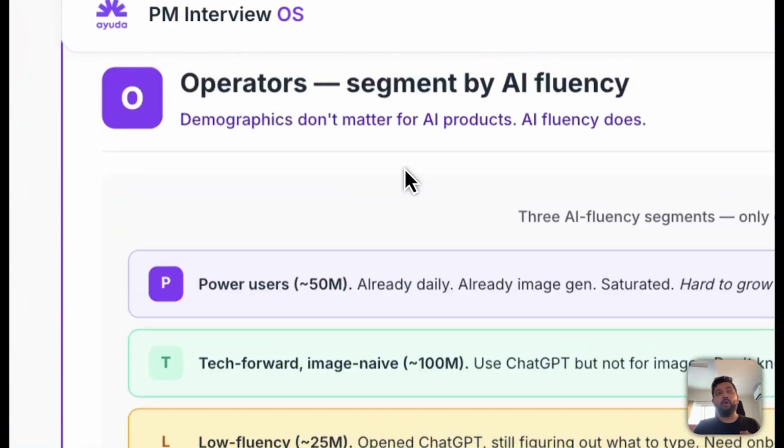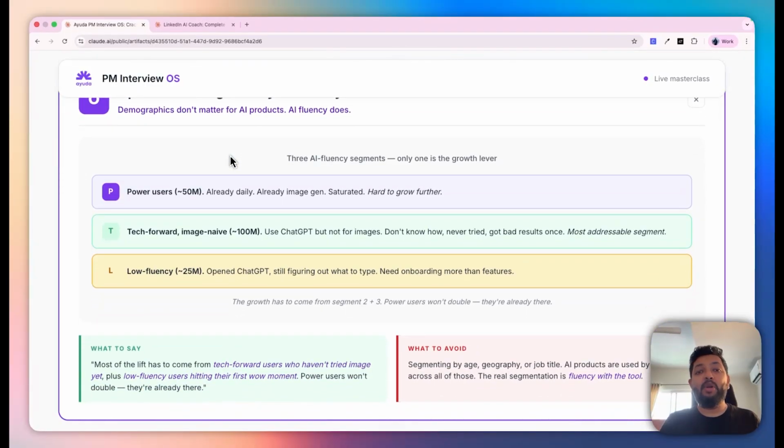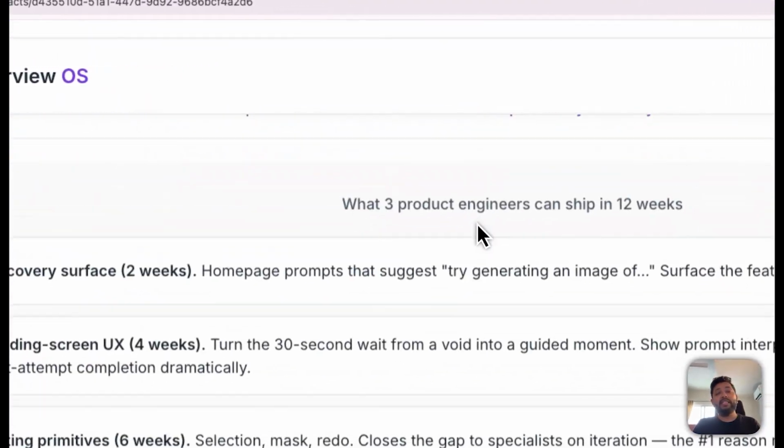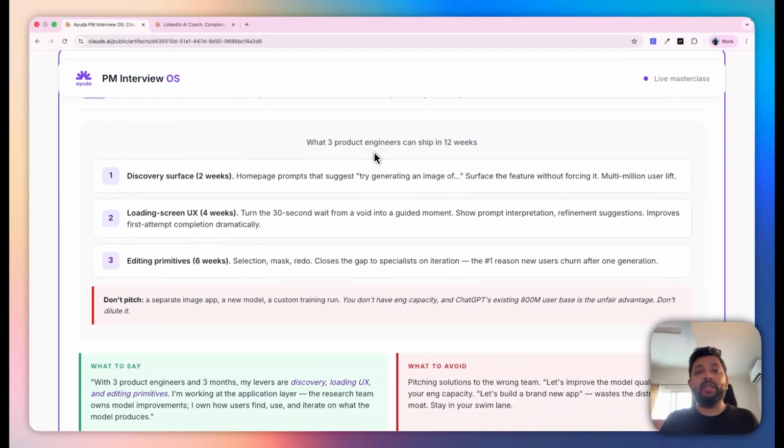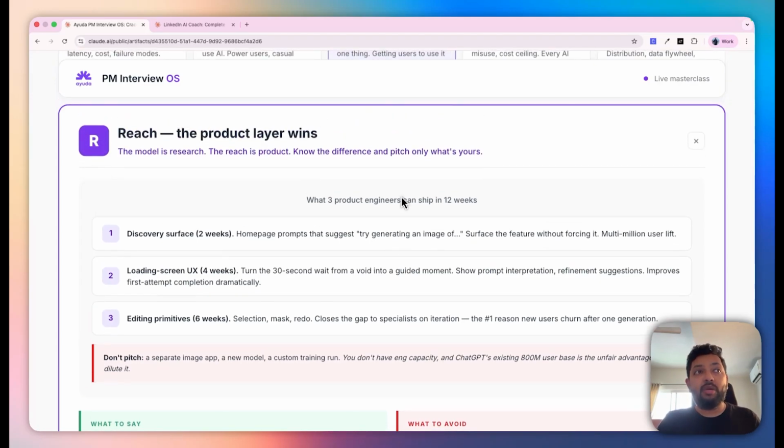Second thing that you talk about is the operators. Now, this is the people who will use the product. So you segment them out one by one and pick one of those segments. Third is about how will you reach. So what is the UI layer that you're going to build so that these people can actually use the product?